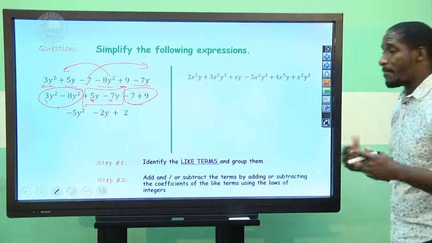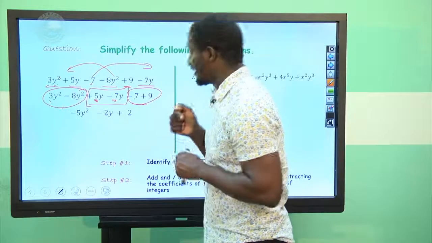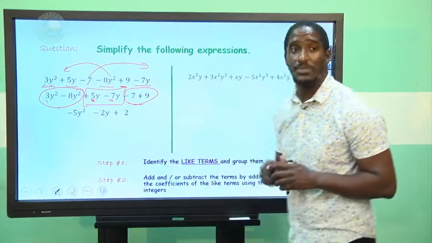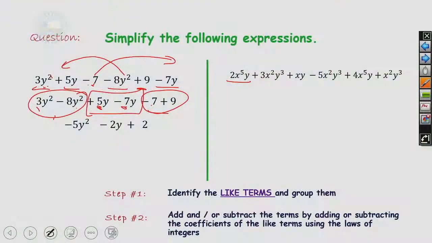Look here. Remember what we said like terms were. Like terms must have the same variables. In addition to that, the variables must be raised to the same powers. So here we have a case of a term in x to the 5th power y. It is 2x fifth y plus 3x squared y cubed plus xy minus 5x squared y cubed plus 4x fifth y plus x squared y cubed.